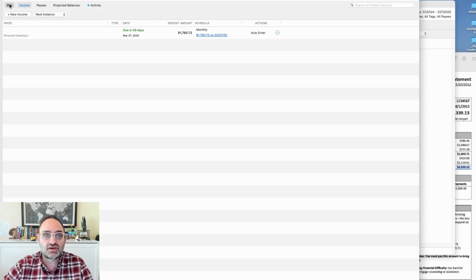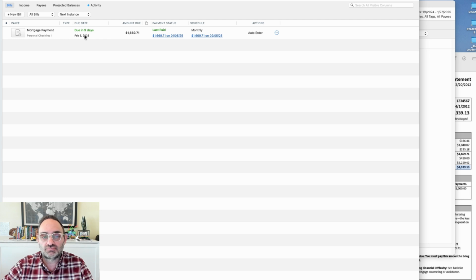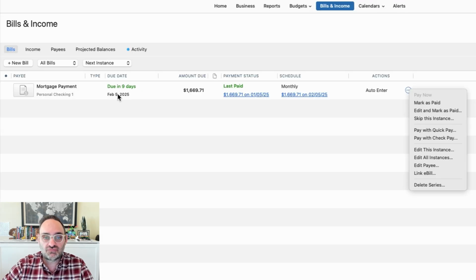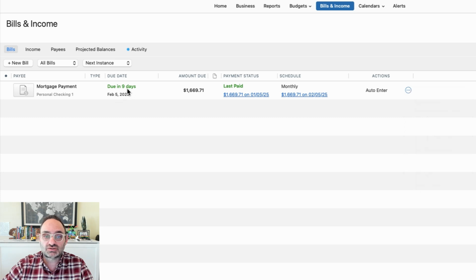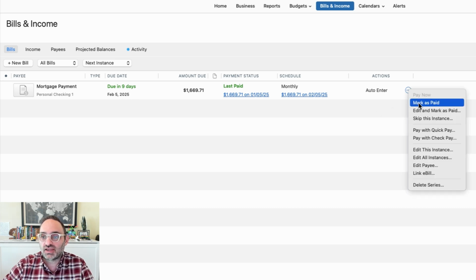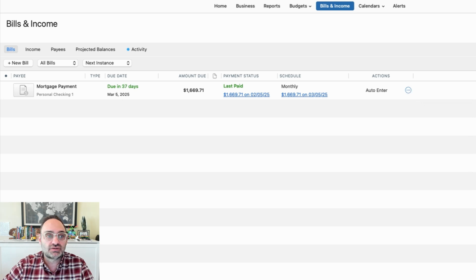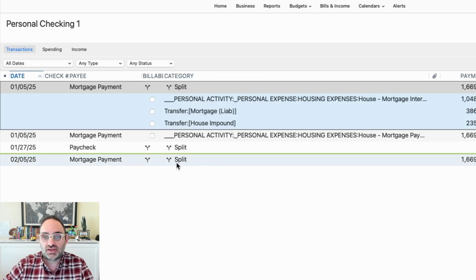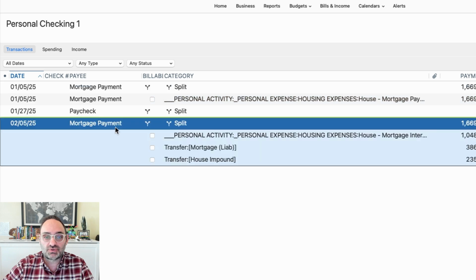Now, if I go to bills and income, I have a saved mortgage payment here, and it represents the exact breakdown the way I want. I will also add, I have it set up to auto enter 10 days in advance. So come January, 10 days before would be today, actually. Because I had it go in 10 days and it skipped over, it might not automatically do this first one. But if I enter, marked as paid, if I want to do it manually, it's going to show up in my register, and it's going to have all the splits.